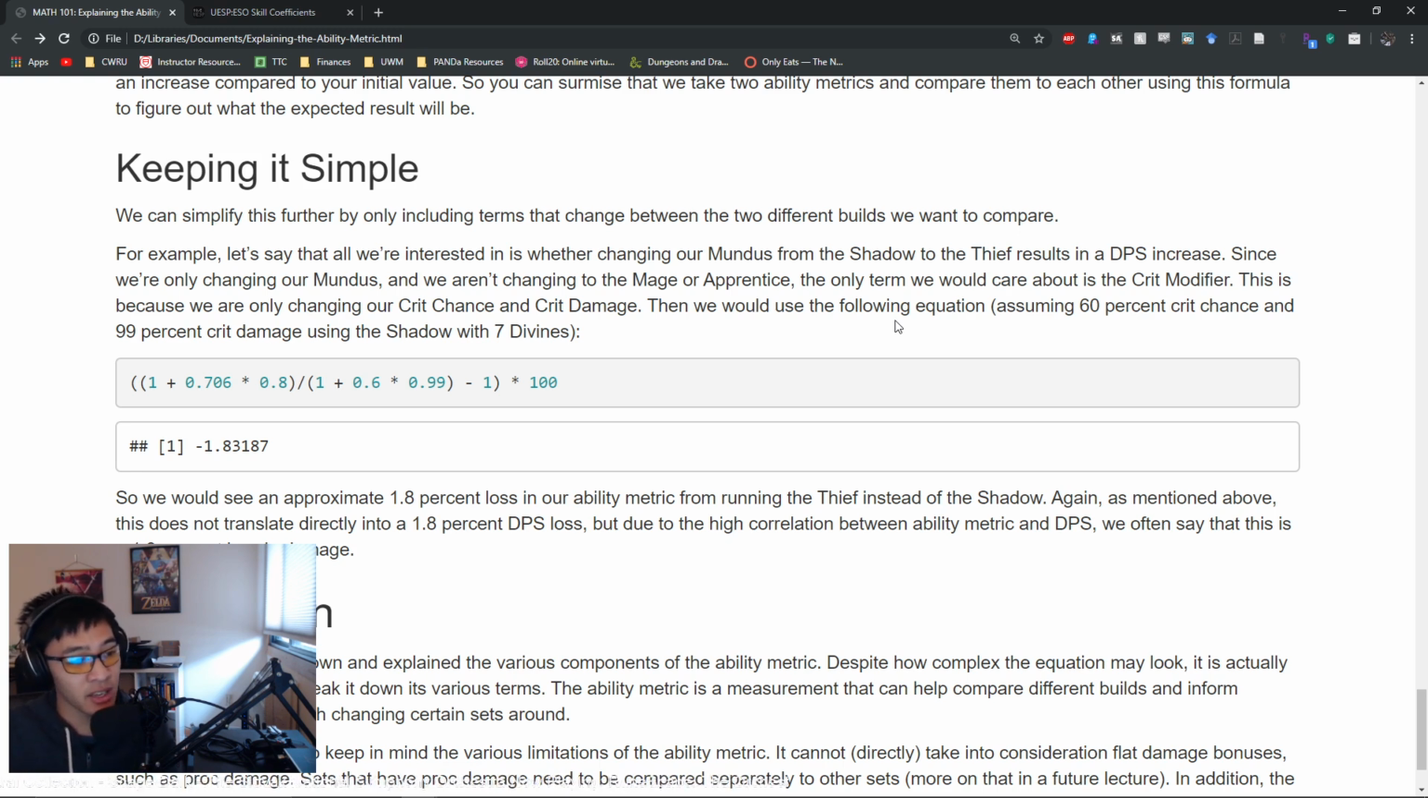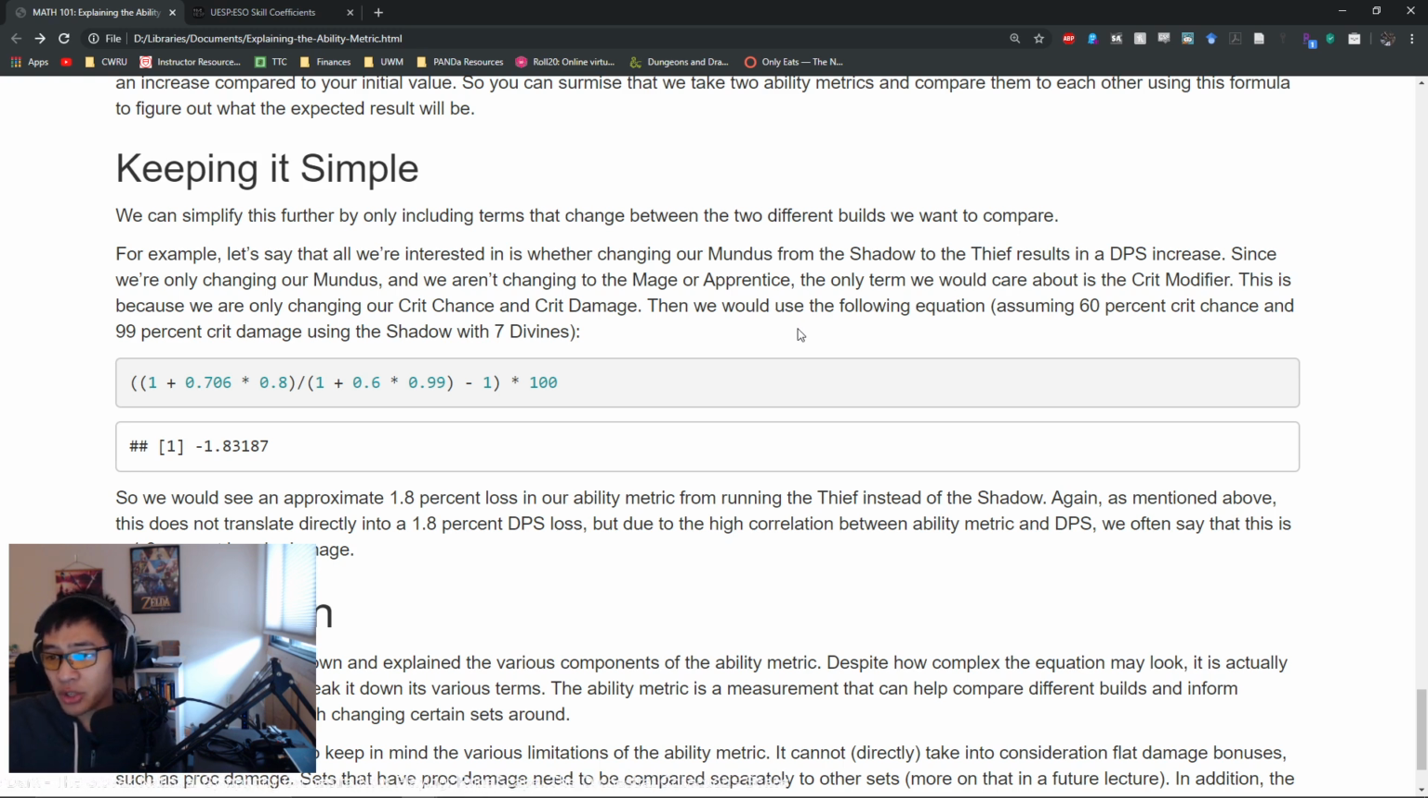If we're doing things like adding in a different set, so for example, let's say you want to compare Mother Sorrow to Julianos, then you would need to include all the values that have been changing here. So that would be your spell crit modifier as well as your spell damage. So basically you would just take those two terms, you would ignore attacker bonus, you would ignore the mitigation bonus here. So in this example, we're just worried about the crit modifier. So we're only changing our mundus stone.